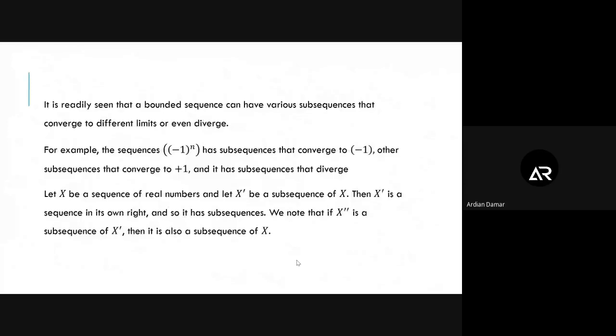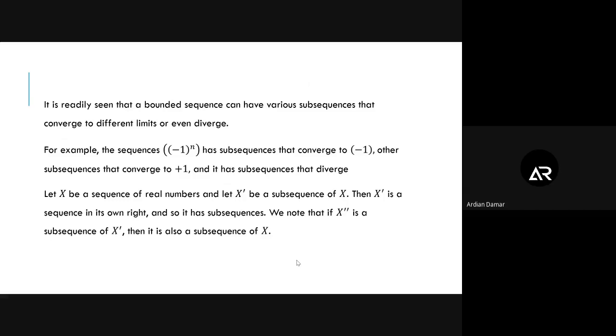It is readily seen that a bounded sequence can have various subsequences that converge to different limits or even diverge. For example, the sequence (-1)^n has subsequences that converge to -1, other subsequences that converge to +1, and it has subsequences that diverge.